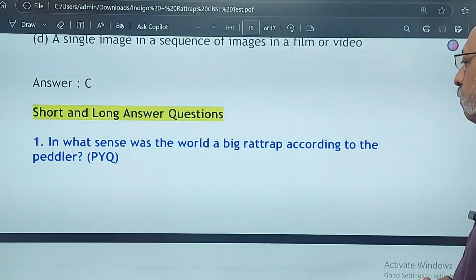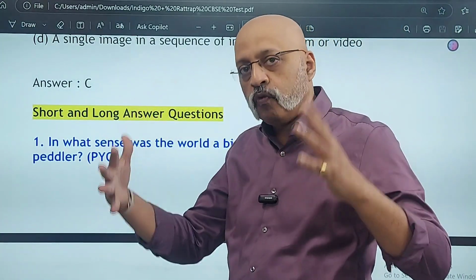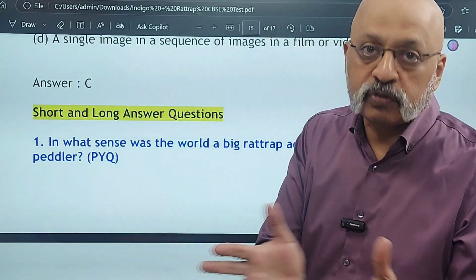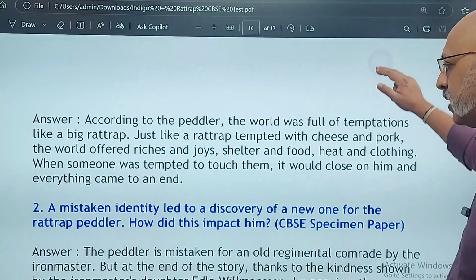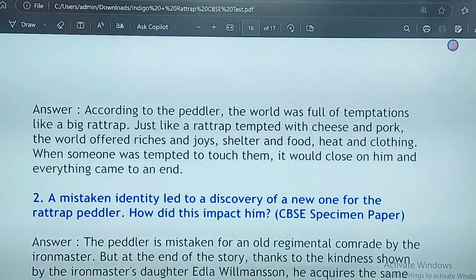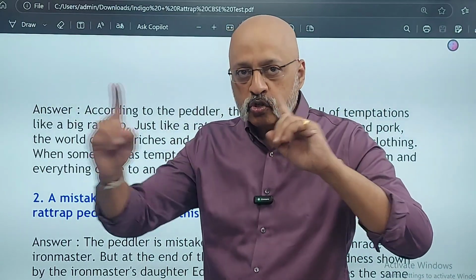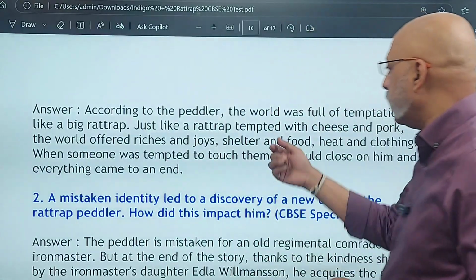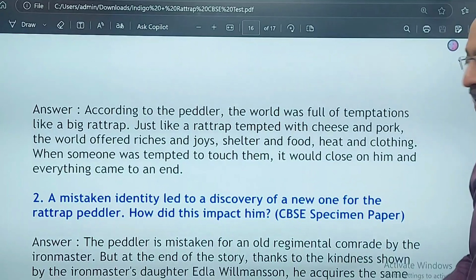Now, in what sense was the world a big rat trap according to the peddler? I've tried to give you, in this question and answer, an overview so that you would be able to use elements from those in your answers. According to the peddler, the world was full of temptations like a big rat trap, just like a rat trap tempted with cheese and pork. The world offered riches and joy. So please make those kinds of connections between the rat trap and the world. So the pork and cheese become important: shelter and food, heat and clothing. When someone was tempted to touch them, it would close on him, and everything came to an end.